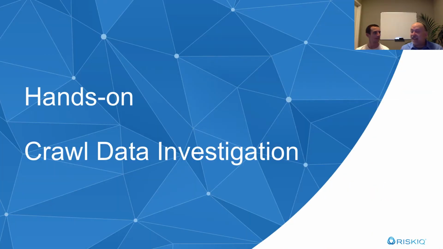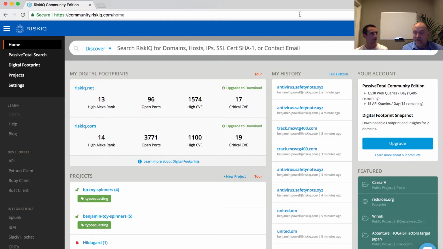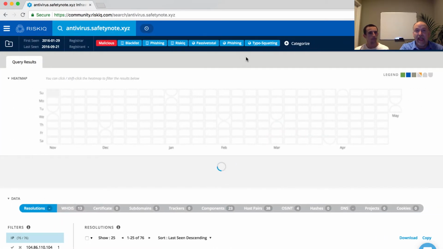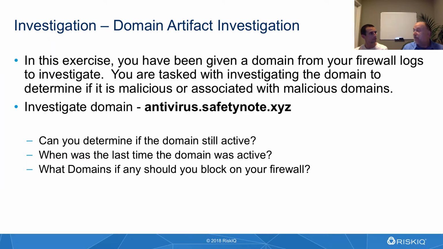So the next thing that we're going to do is an investigation and look at host pairs, so we can see the child-parent relationships and the types of information that you can glean from that. In this example, we're going to look for antivirus.safetynote.xyz. What we want to find out is, let's say it came through the firewall, is this still up or down, and is it malicious or not? And if it is malicious, is there anything else that we should be blocking?